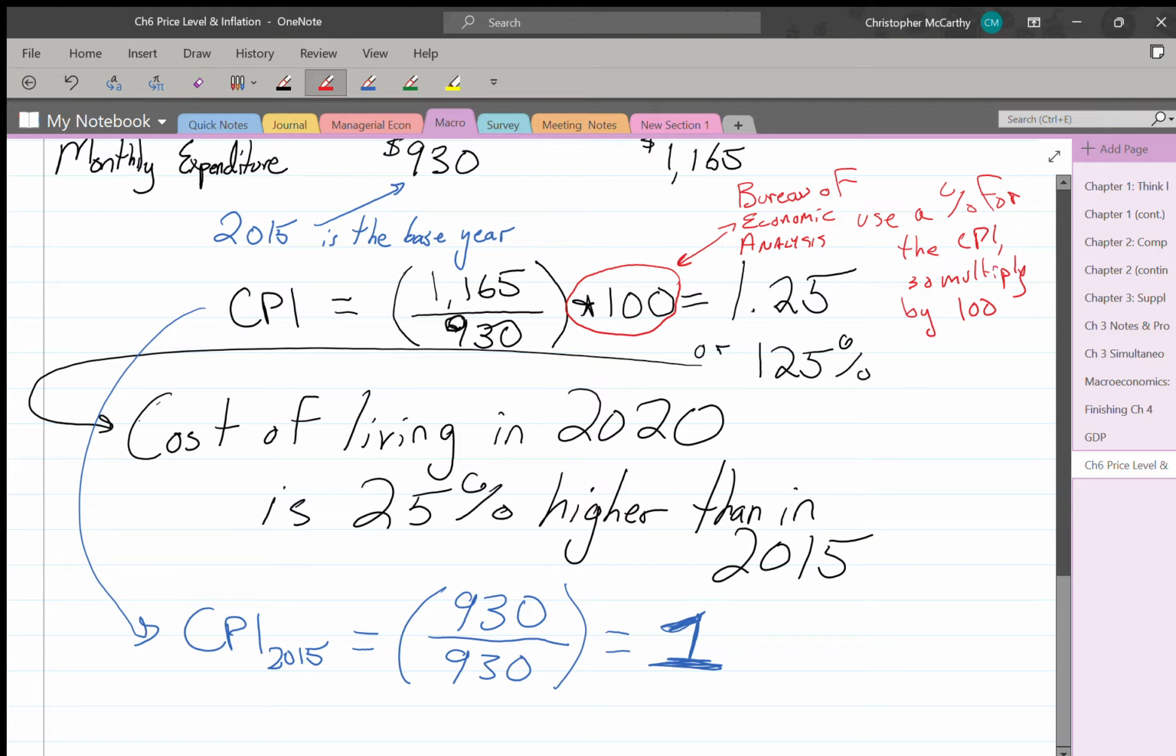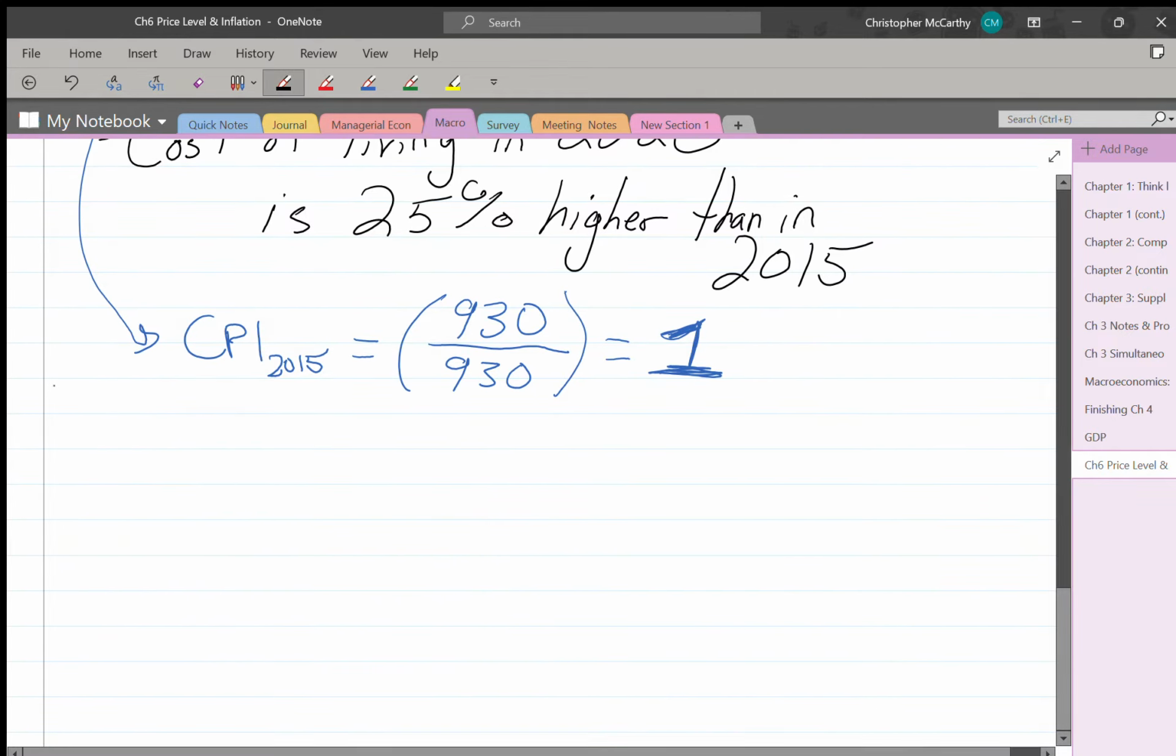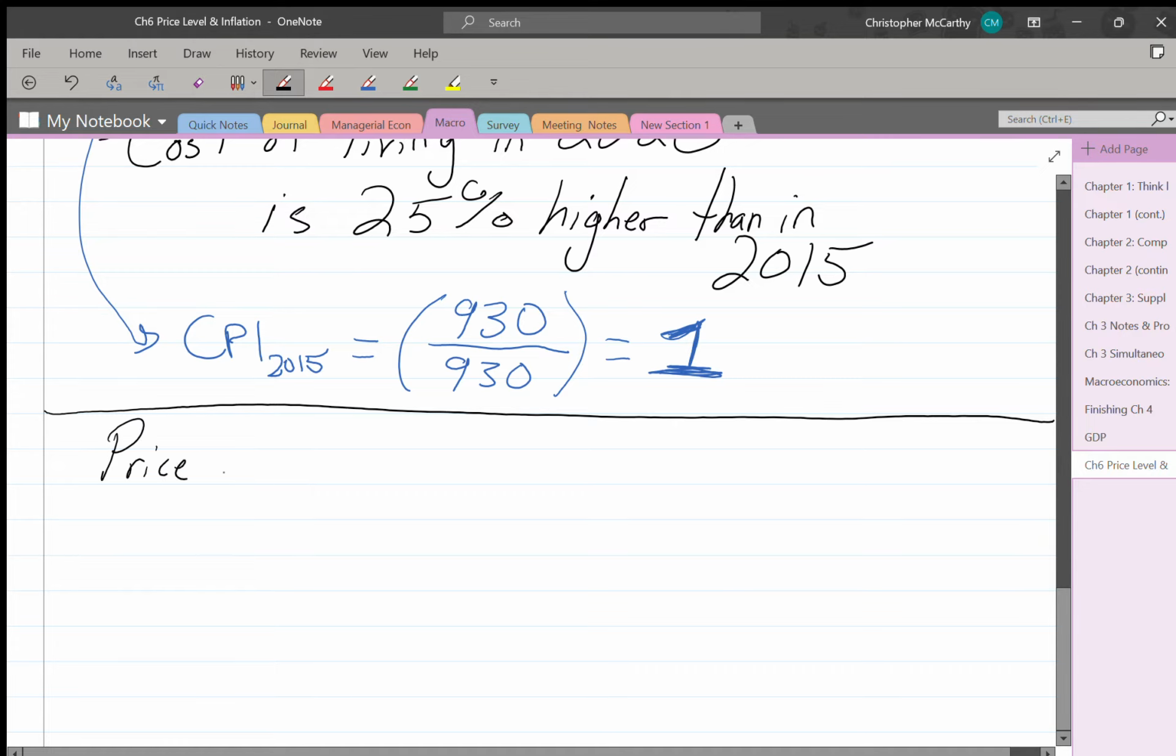All right, so we can skip the extra example because it's pretty simple kind of stuff. More definition things. So the CPI, the Consumer Price Index, is a price index, right? So just what is a price index?